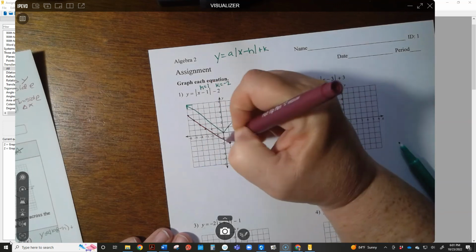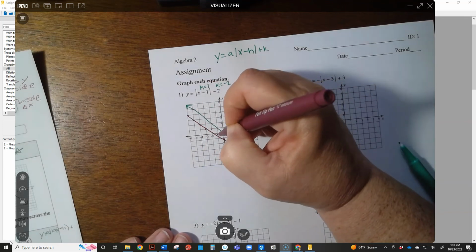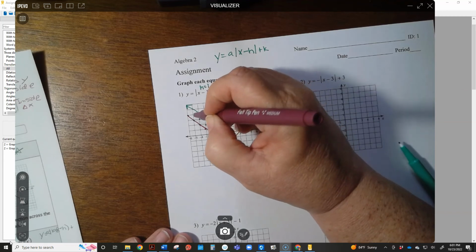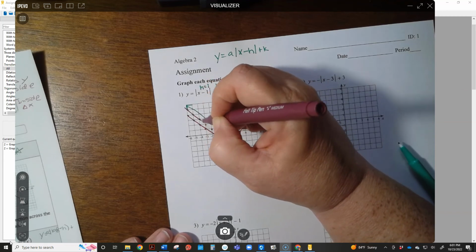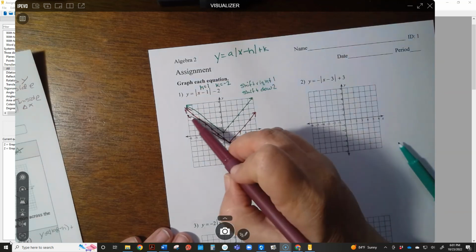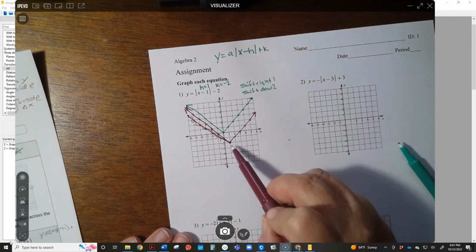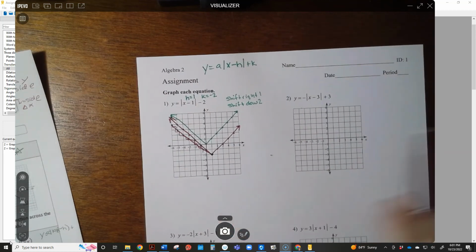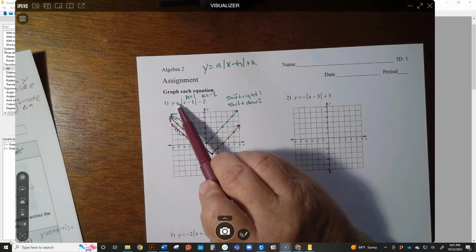Oh, I messed up somewhere right there. Over 1, up 1. Okay, so the transformed graph, not that one, I goofed up. Over 1, up 1. That's what we do, because we didn't have a dilation because we didn't have an a.